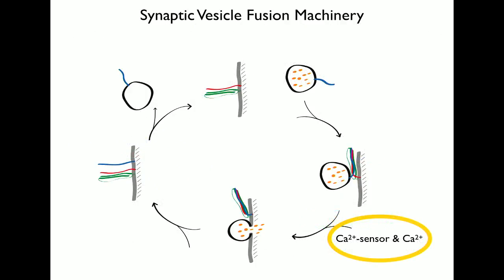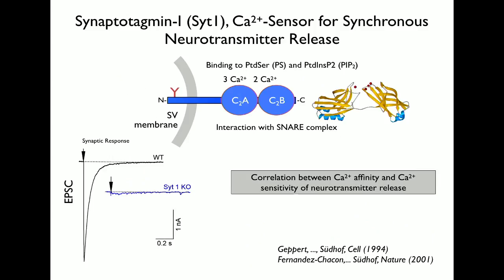Now, let me move on to the calcium sensor. This process of formation of the SNARE complex is calcium independent. So as I already mentioned, it requires a calcium sensor. And one such sensor was discovered by Tom Südhof. These are proteins that have single-spanning membrane domains and typically two calcium binding domains called C2 domains, the structure of which is shown here.